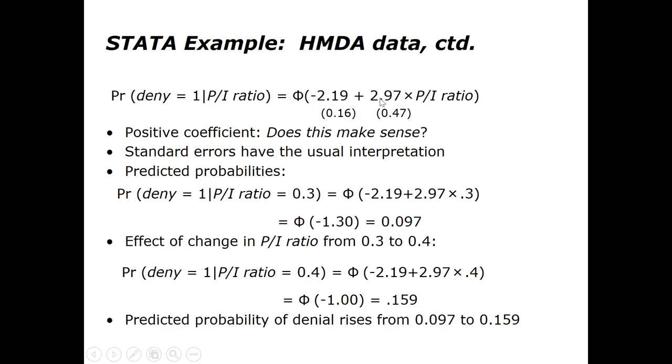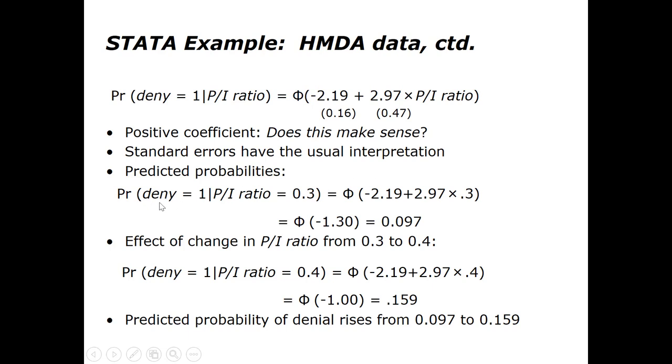It does make sense. The coefficient being positive makes sense, because as the PI ratio rises, that means more of our income is being used for reducing our debt, or to make the debt payments. And standard errors have the usual interpretation, as I said earlier. And now a bit of exercise here.